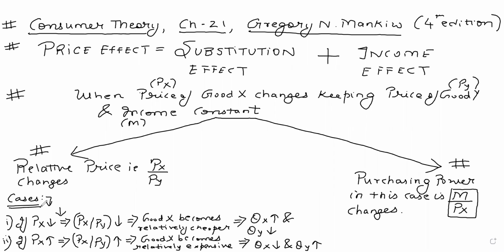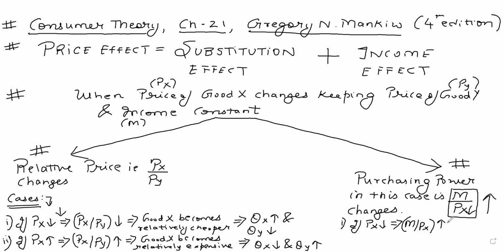Okay, now let's look at the purchasing power changes. So within this, let's look at the case. Case 1, if price of good X falls, your purchasing power is going to go up because purchasing power is M upon PX. If our PX falls, my purchasing power is going to go up. So M by PX, purchasing power goes up. If your purchasing power goes up, you can now buy more of good X and good Y.